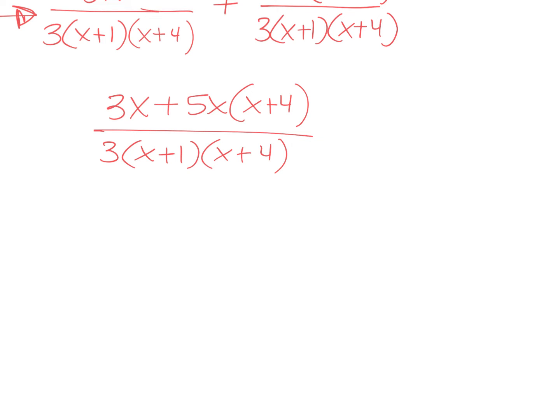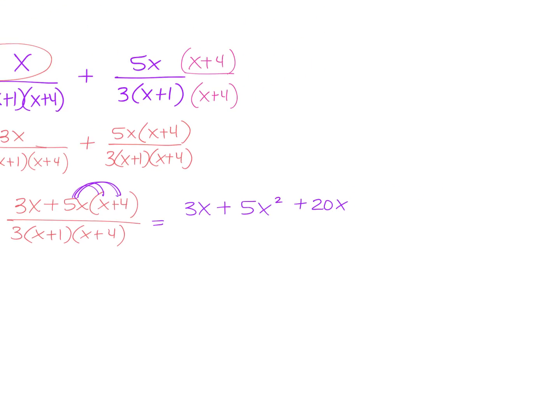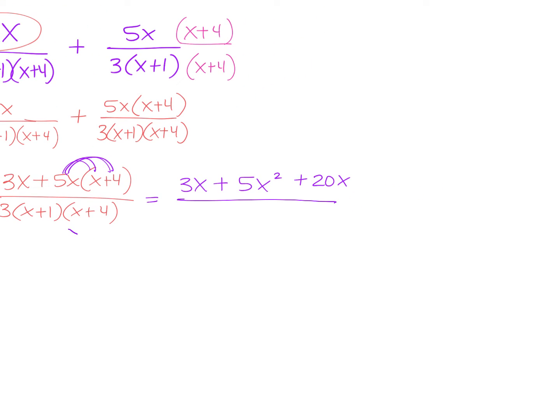What can we do in our numerator? Distribute, okay? So we're going to take this 5x times both of those. So this is going to be 5x squared. Well, let me leave the 3x for now. 3x plus 5x squared plus 20x. Okay, that's our numerator right now. But I'm not going to rewrite my denominator. This would all be down here still. I'm going to simplify that.